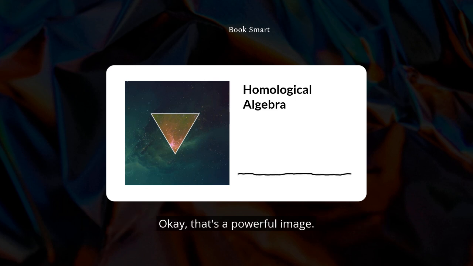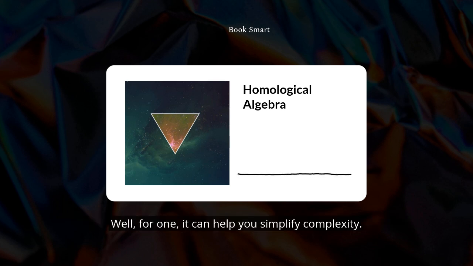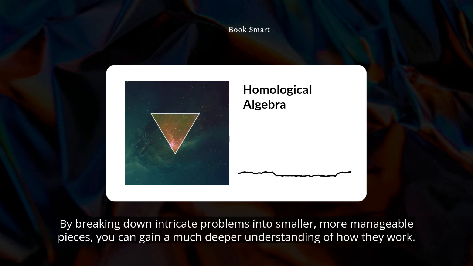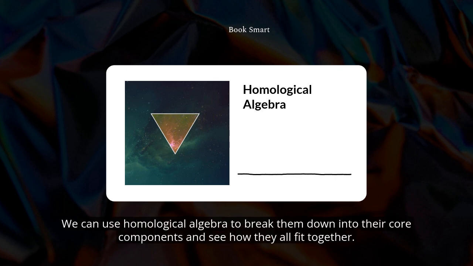Okay, that's a powerful image. So what are some specific benefits for someone diving into this field? Well, for one, it can help you simplify complexity. By breaking down intricate problems into smaller, more manageable pieces, you can gain a much deeper understanding of how they work. So it's like having a deconstruction tool for complex systems. We can use homological algebra to break them down into their core components and see how they all fit together.